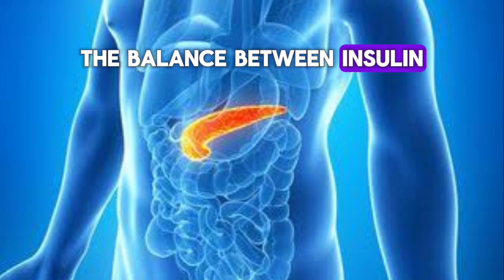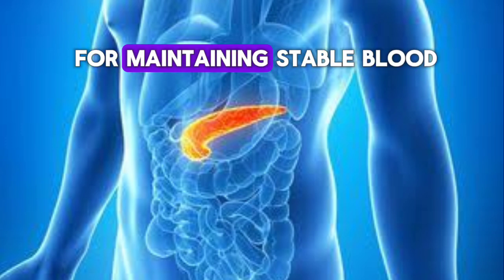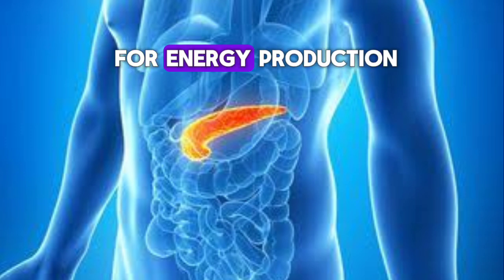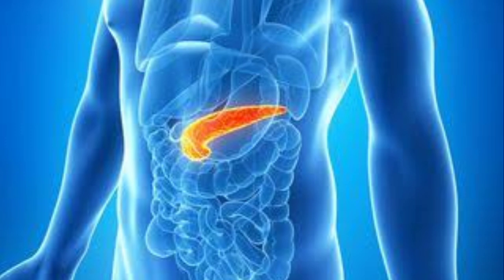The balance between insulin and glucagon is essential for maintaining stable blood sugar levels, which is particularly important for energy production and overall health.